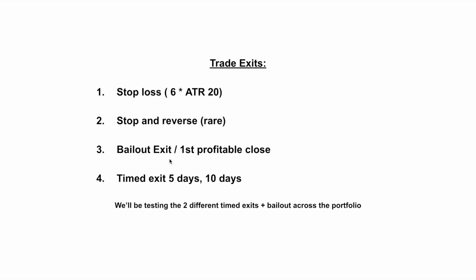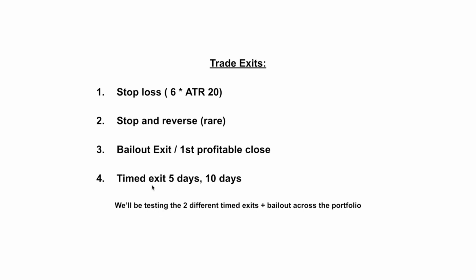Number 3 is the bailout exit, or first profitable close. What that means is once we're in the trade, at the end of the day, we look to see if that trade's in profit or not. If it's in profit, then we exit the trade at the end of the day. If it's not in profit, we leave the trade running and we look at the end of the next day to see if it's in profit or not. And we do that every day we're in that trade still. And number 4 is just a simple timed exit.